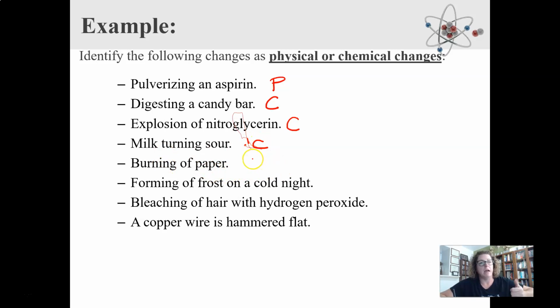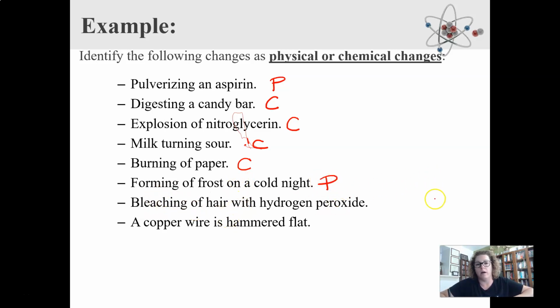Burning paper, I light paper on fire. I don't got paper no more. I've completely changed the composition of paper. I got ash, okay, and ash is definitely something else. That's just pure carbon. So burning paper is definitely a chemical change. Forming a frost on a cold night, okay, think of that frost like that snow, that solid water, and I'm just taking those molecules of water that are in the air, and I'm just creating a little film of frost. So definitely a physical change.